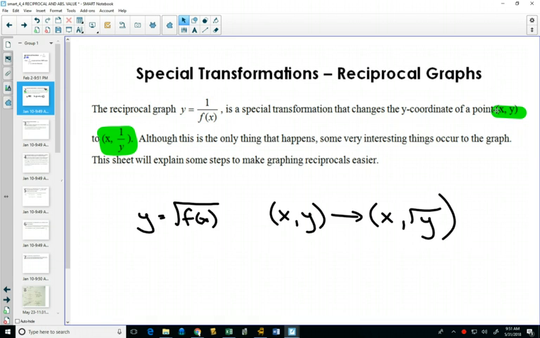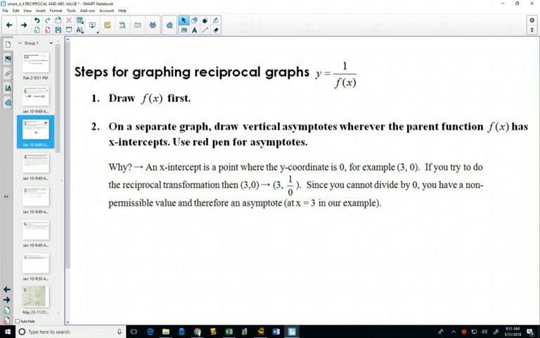So it's not just enough to say, change your y values to 1 over y and you're good to go. So we're going to look at some steps here. And I think I've got 5 or 6 steps listed. I'm going to reduce those to like 3 for you so that it's even easier to remember how to do. We're always going to draw f of x first. That's the first thing that we're going to do.